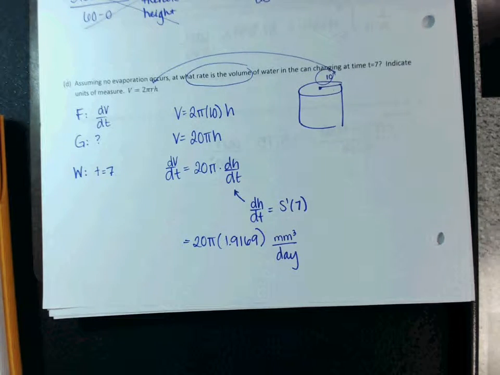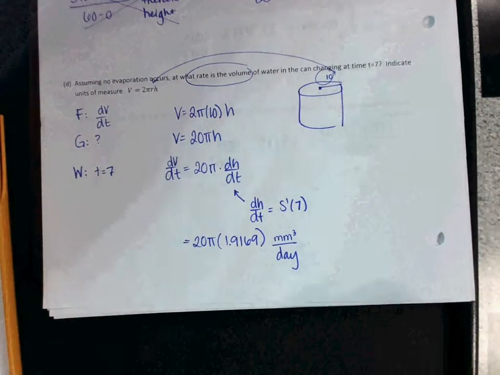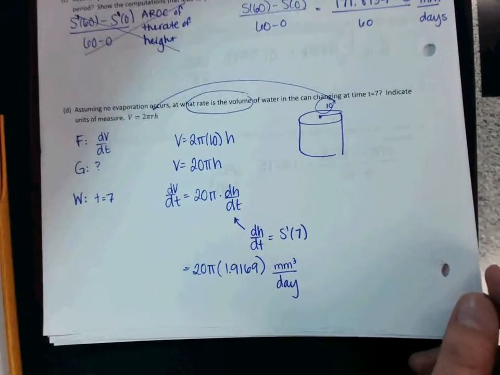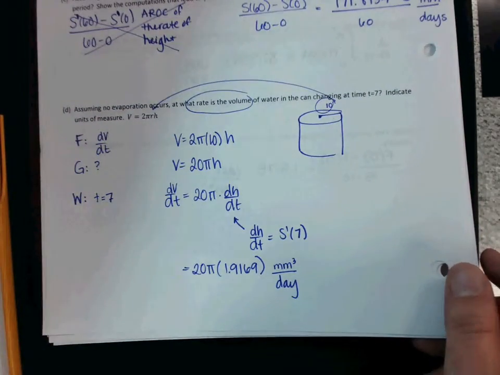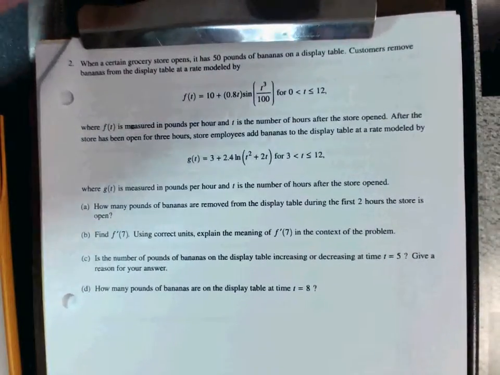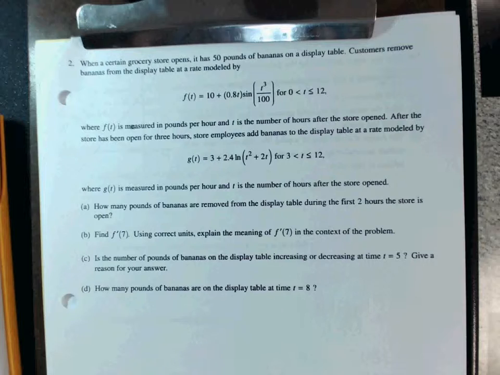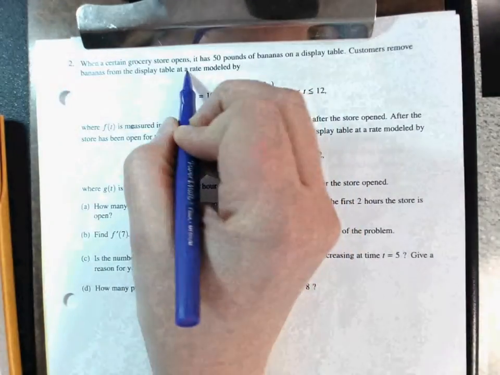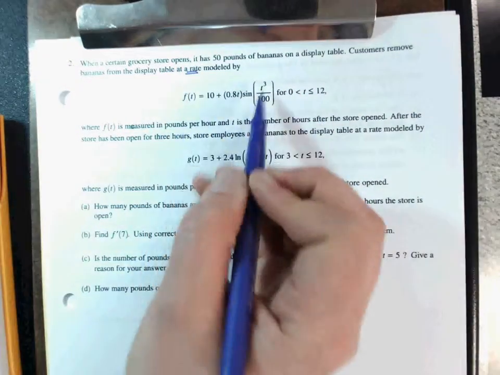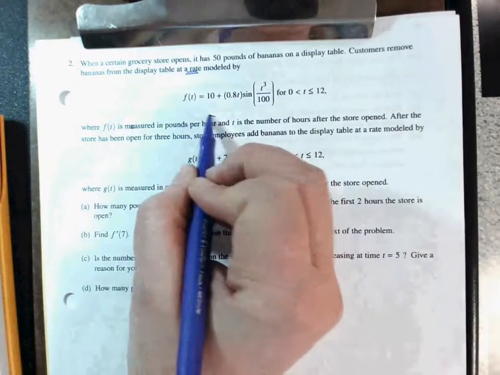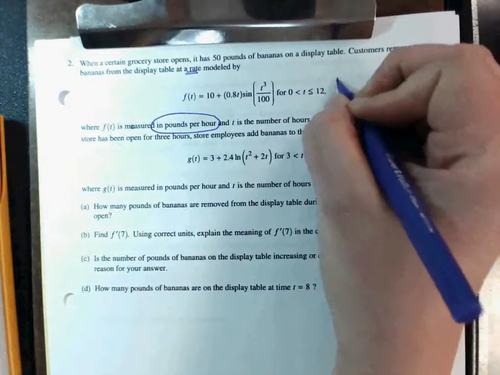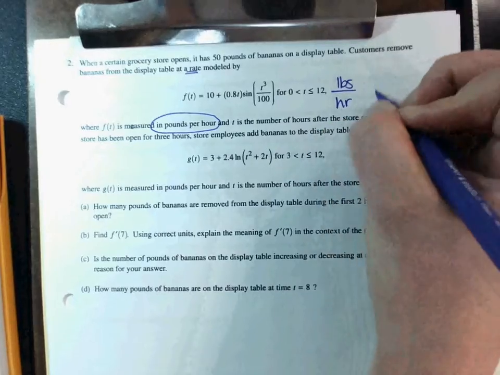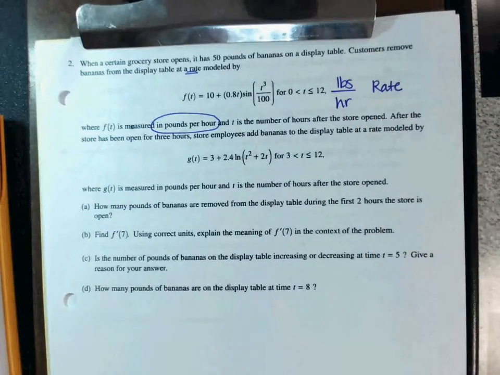Okay, next one. I think this was the FRQ from 2017. I'll read through it for you, and then I'm going to give you about maybe 8 minutes to do what you can do on your own. It says, a grocery store opens, it has 50 pounds of bananas on a display table. Customers remove the bananas at a rate modeled by this, where F is measured in pounds per hour. So I'm going to put that here, pounds per hour. This is already a rate.